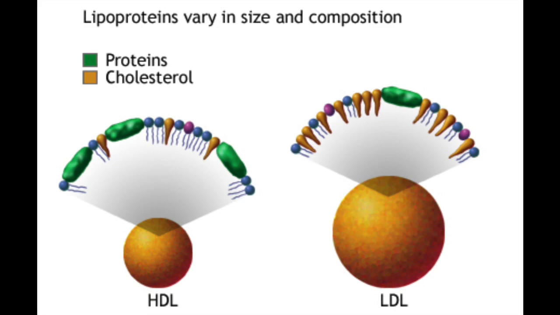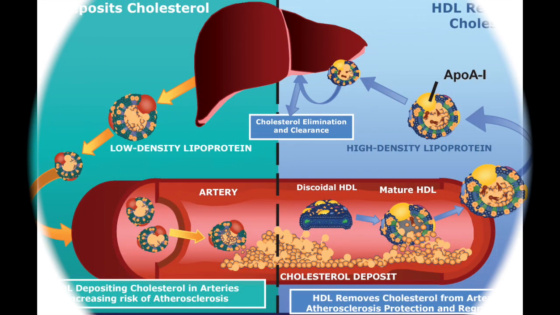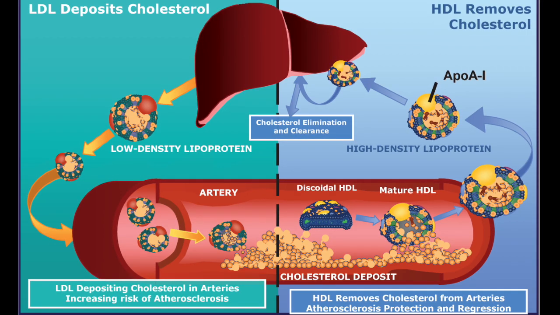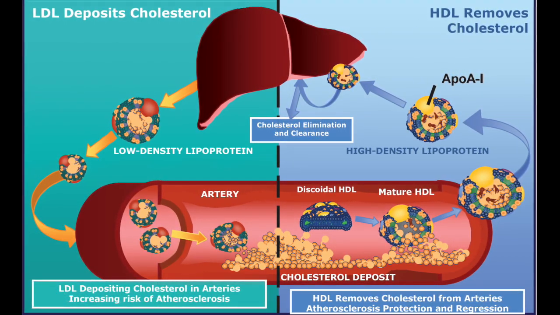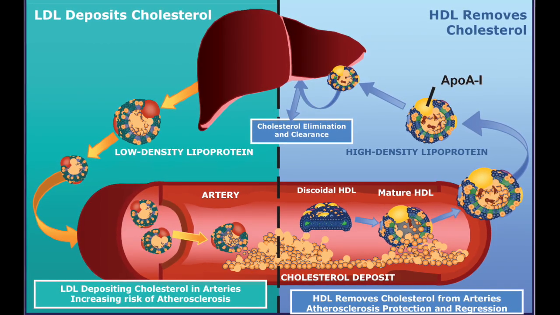The composition of these lipoproteins varies. LDL contains more fat than protein. This gives LDL its bad reputation. On the other hand, HDL has a relatively equal number of proteins and fats, making it the good cholesterol. Both lipoproteins are present in the blood and help to transport cholesterol directly to the cells that need it.